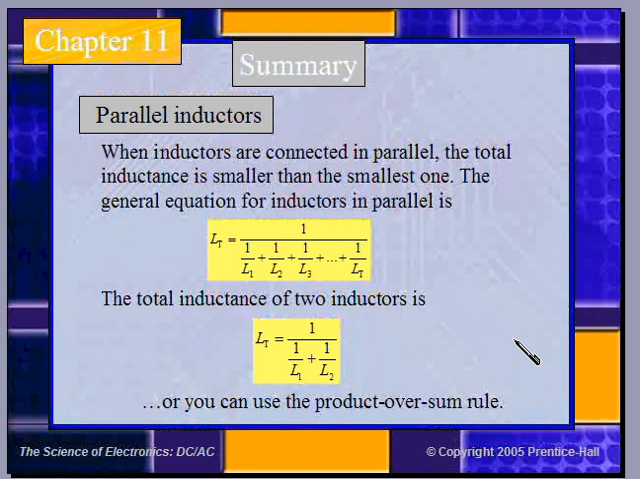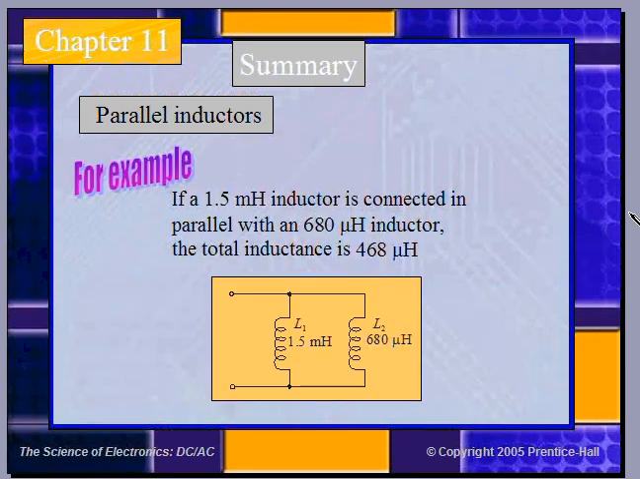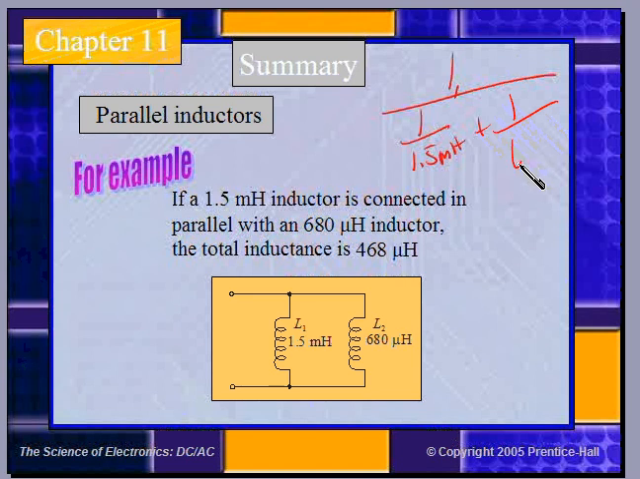Parallel inductors: the total inductance is smaller than the smallest one. So again, it's the 1 over 1 over formula, just like resistors. If you have two, you can also use the product over sum rule. That's only for two inductors. If you have a 1.5 millihenry inductor connected in parallel with a 680 microhenry, you go 1 over 1 over 1.5 milli plus 1 over 680 micro.